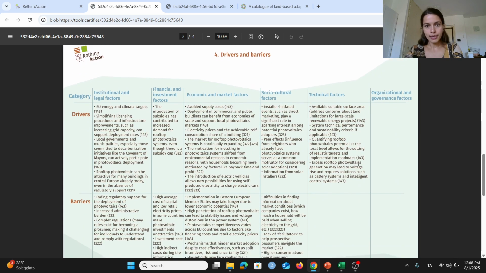Then a full page is dedicated to drivers and barriers. Drivers and barriers were identified through a literature review. So all the references can be found in the table.